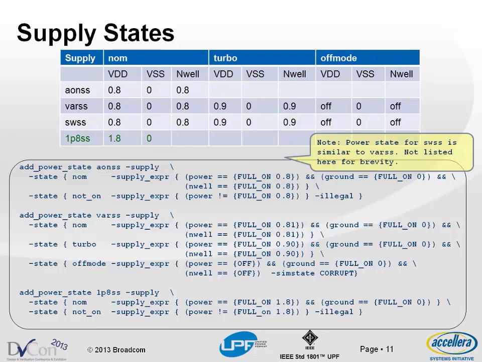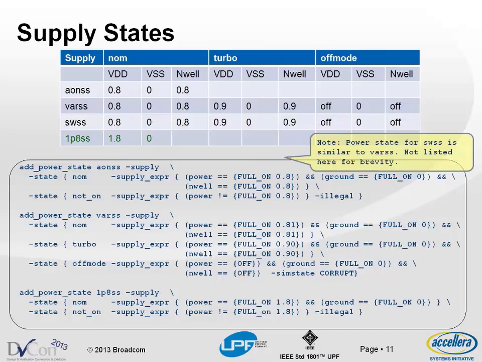So if you have 4 supply sets, you would typically have 4 add power states with supply expressions, and you're going to define all the different conditions, like you define the power being 0.8, ground being 0, and NVEL being 0.8. And what you also notice typically is that some of the supplies are constant. They just don't change. Like your AON supply, there's only one value, it's 0.8, and that's it. It can either be 0.8 or nothing. What you could do in that case is to use dash illegal and say if power is not equal to 0.8 volts, it's illegal. So how does that help?